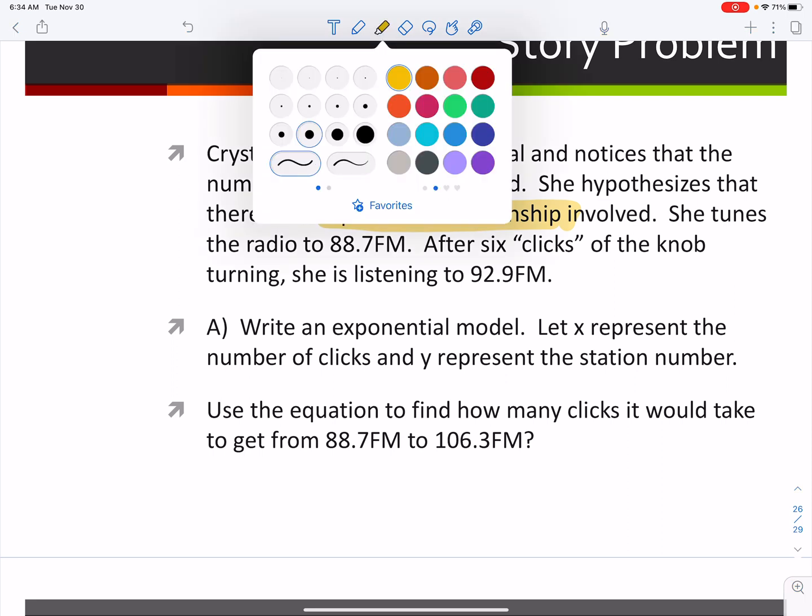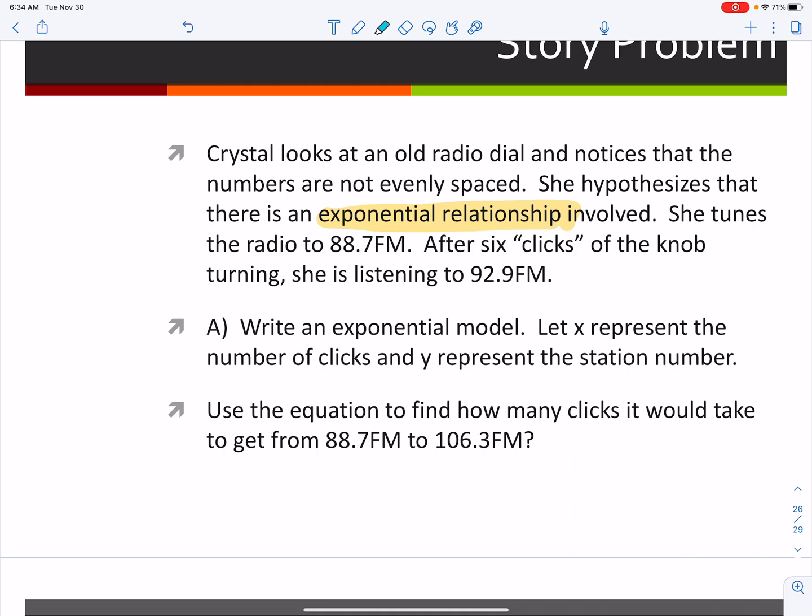She starts at 88.7, and after 6 clicks, she's at 92.9. So I would have 0, 88.7, and I would have 6, 92.9. Okay, you're going to be able to find that in the equation. So I want you to write an exponential model. It doesn't say anything about it being as an E. And then I want you to do the next part. So I would like you to pause, and then I will show you the answers.